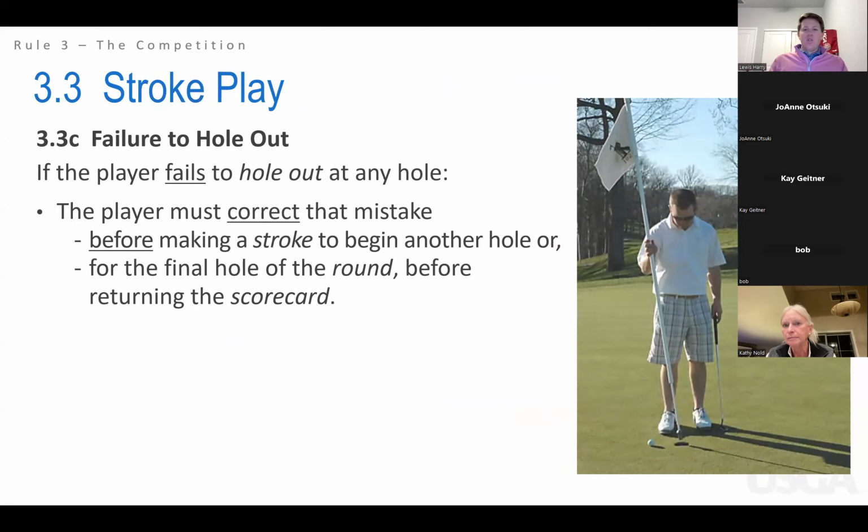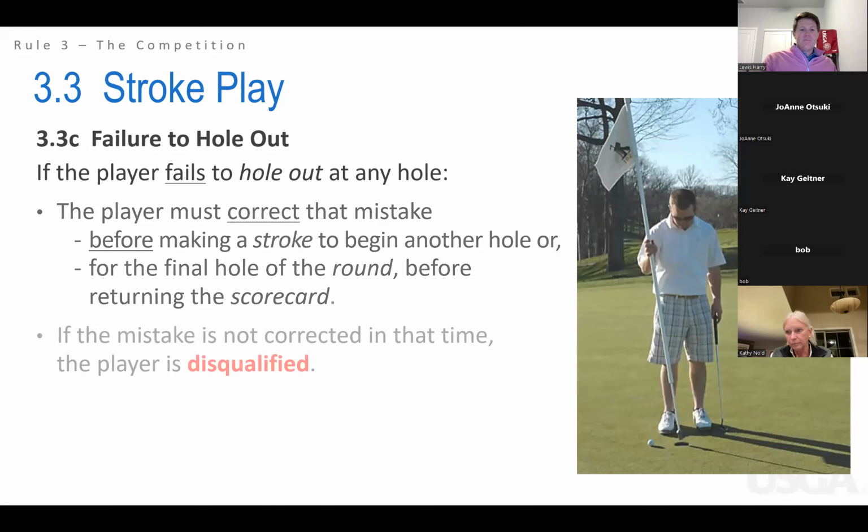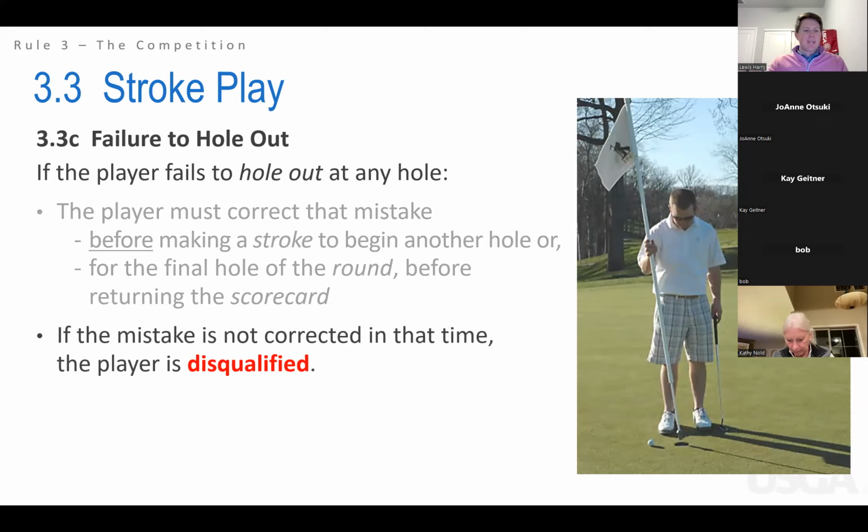If I'm on the 4th hole and I just scoop my ball up and put it in my pocket and go on to the next hole, if I fail to hole out and then tee off on that next hole, I'm going to be disqualified. I did not correct that mistake in time. There might be some other penalties attached to that, like lifting my ball without marking it or whatever the case might be. But if we don't correct that mistake before we move on to the next hole, we're going to get the ultimate penalty of disqualification.